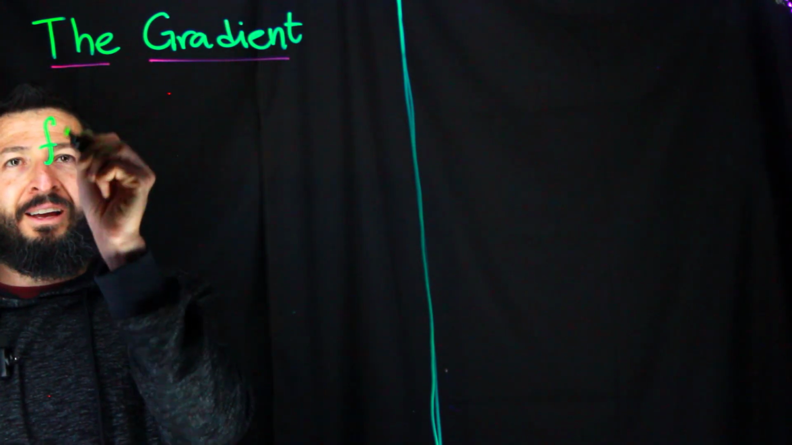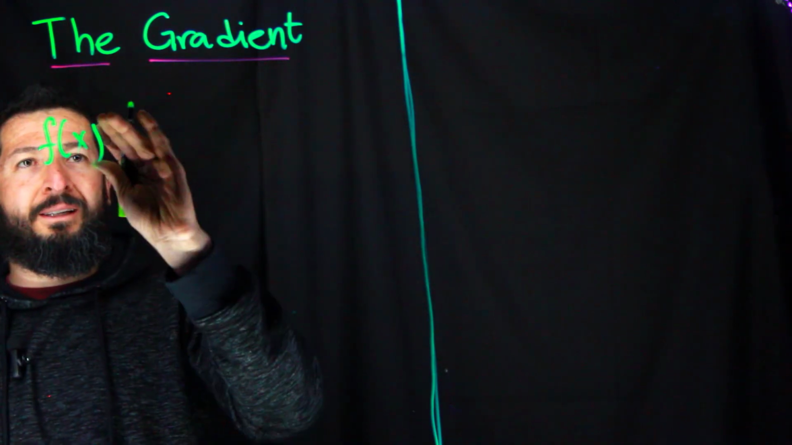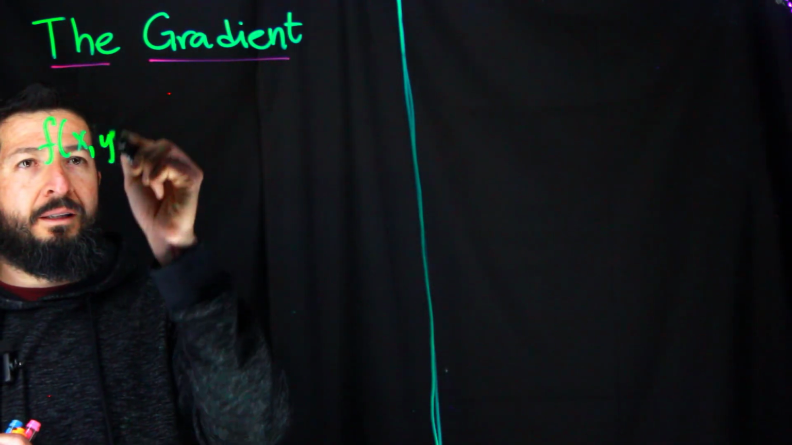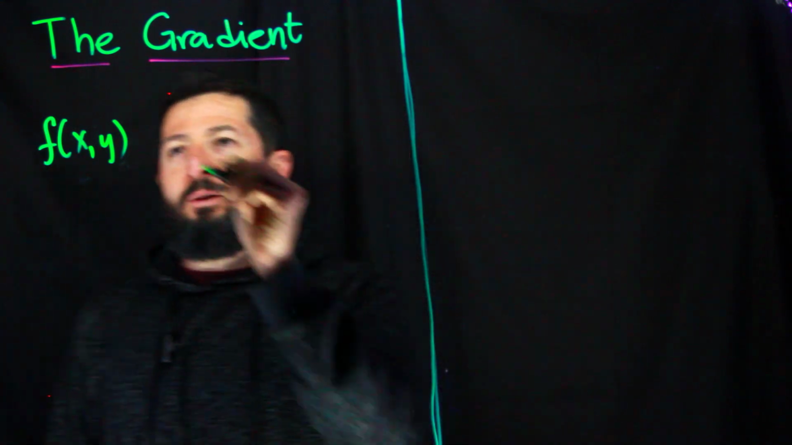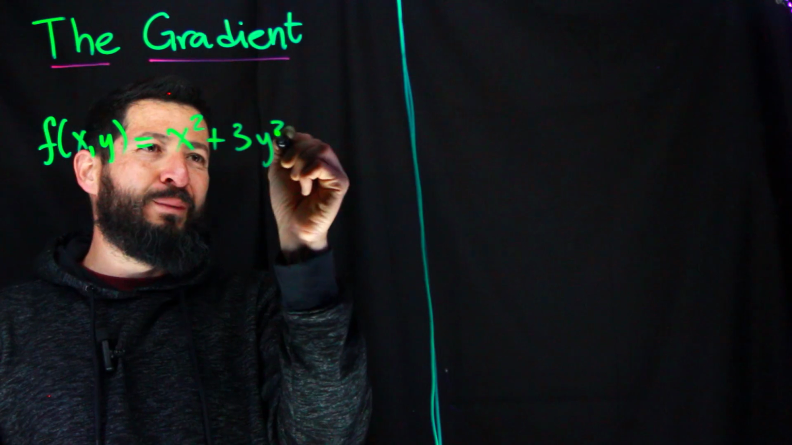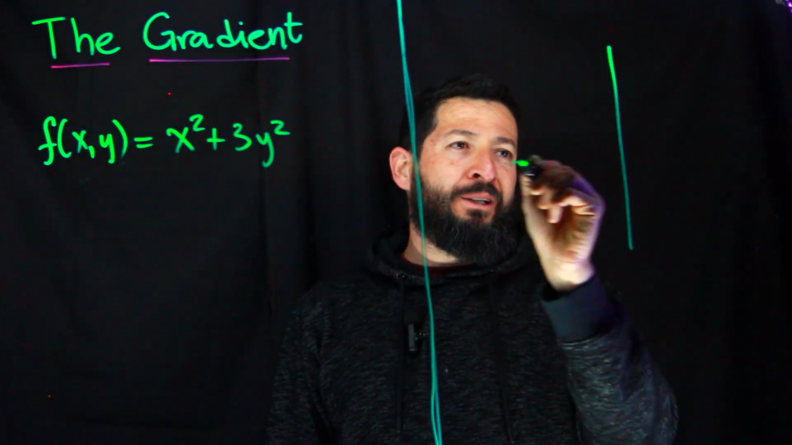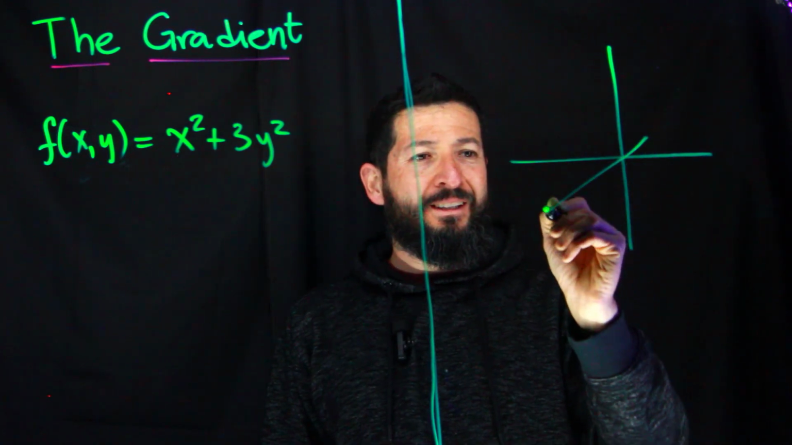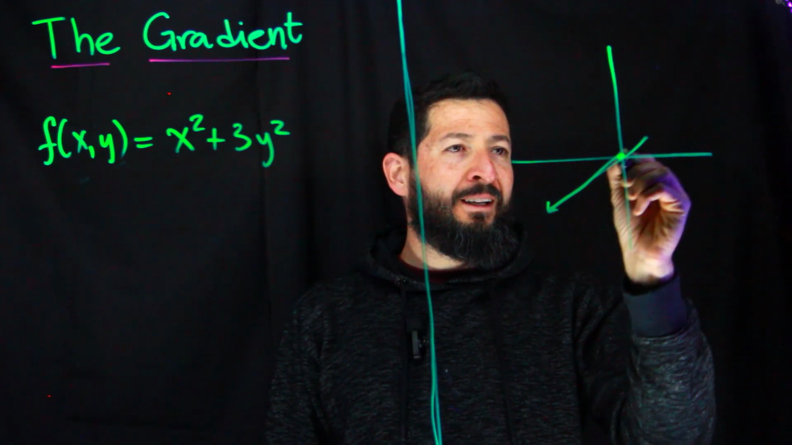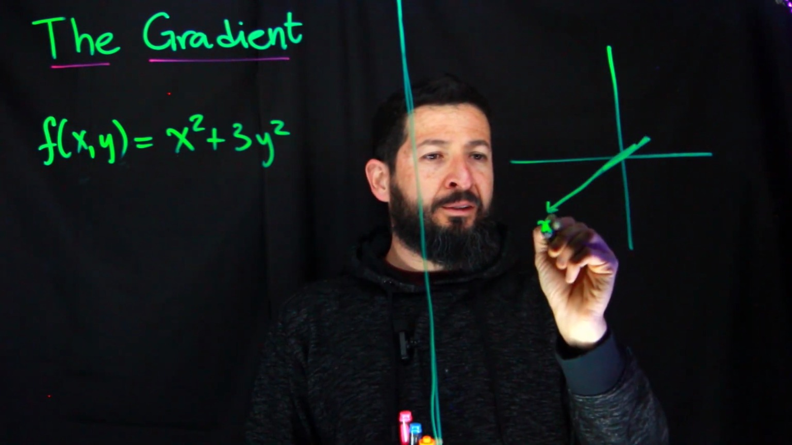All right, so I forgot that I was going to do an example. So let's consider the function first, f of x, y equal to the typical one, x squared plus 3y squared. I don't know how many times I've done this graph, and it always looks terrible, but fine. So let's go ahead and remember what the graph looked like.